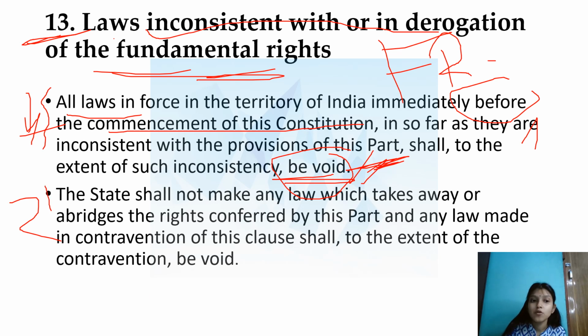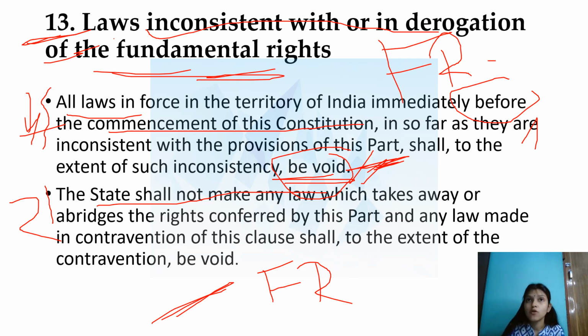So let's come to clause 2 of Article 13. It says: the State shall not make any law which takes away or abridges the rights conferred by this Part, and any law made in contravention of this clause shall, to the extent of the contravention, be void. So fundamental rights are protected here under Article 13. Again it says that the State shall not make any law. The State, which is a powerful body, cannot make any law which takes away or tries to take away our fundamental rights, and such laws will be declared void.